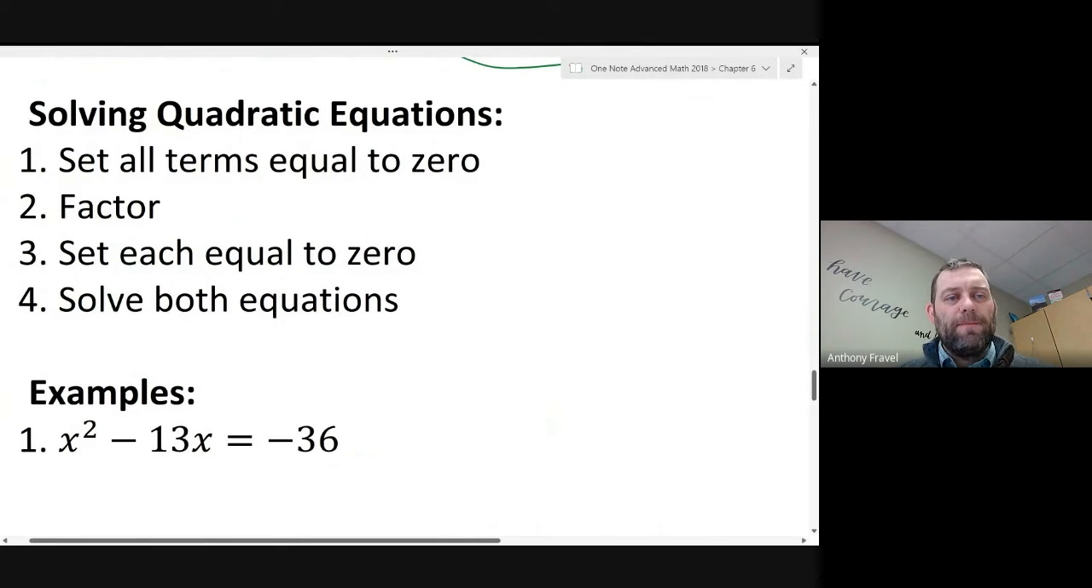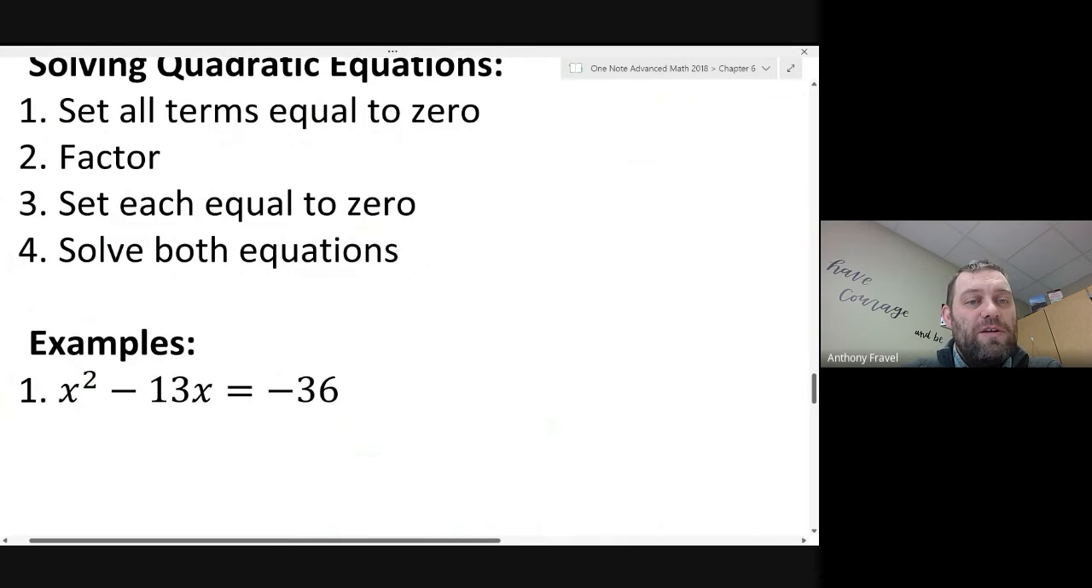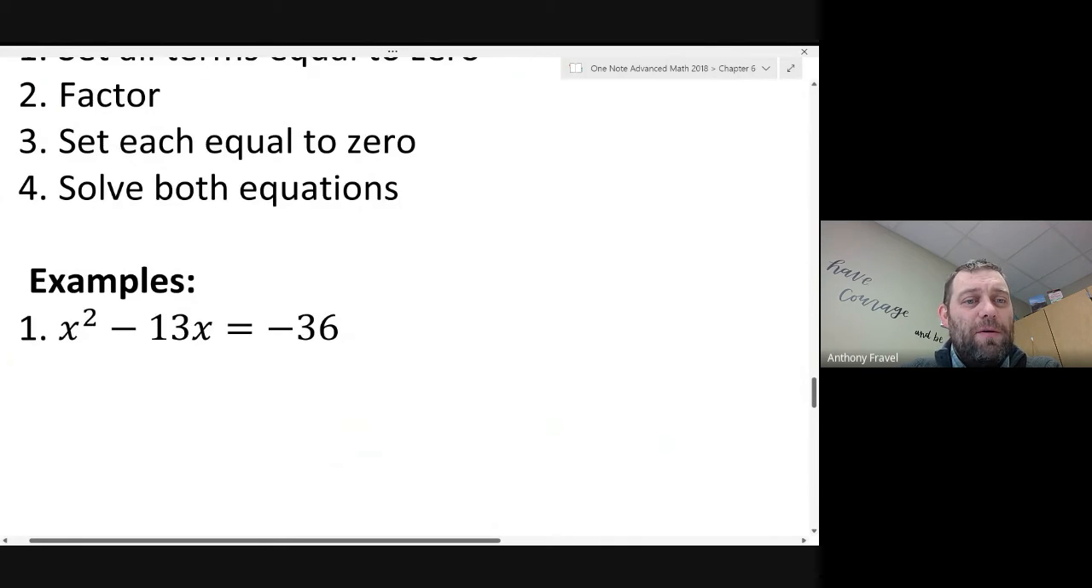All right, next part. We're getting to solving the quadratic equations. For this one, we're going to set all the terms equal to 0. I'm going to show you what this looks like. We're going to factor it, we'll set them all equal to 0, and then it'll solve both the equations. It will make sense by the time I'm done, hopefully.